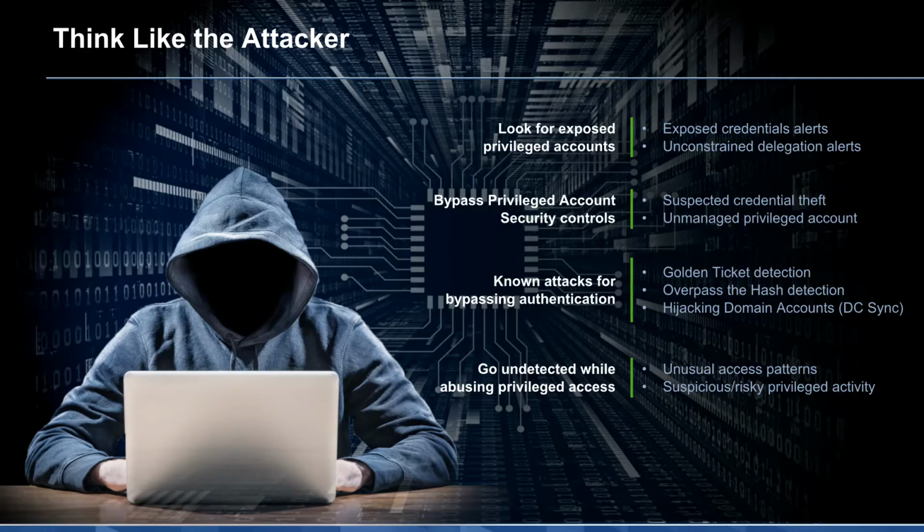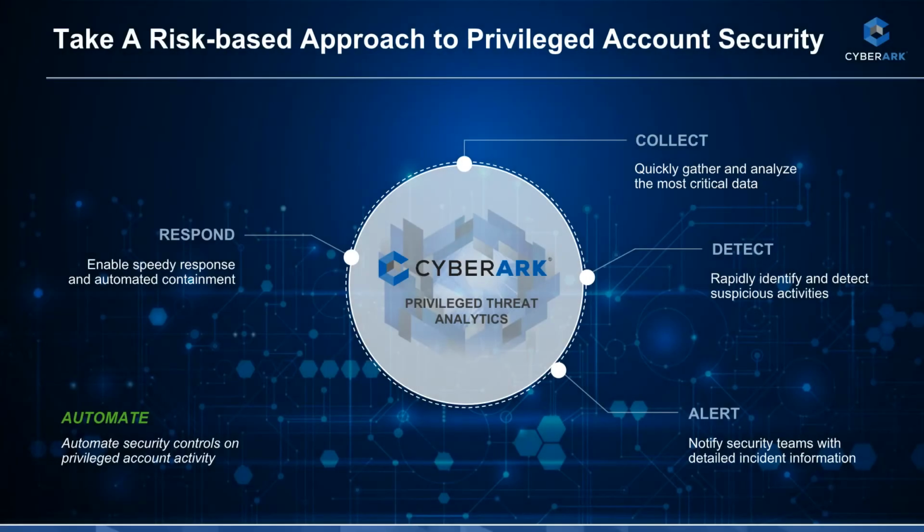Other things that attackers will try to do would be leverage known attacks for bypassing authentication. So things like golden ticket, overpass the hash, and hijacking domain accounts via DC sync. And then the last thing that we want to just cover real quick is attackers will try to leverage unusual access patterns that may not show up. So it's critically important that we understand what normal access patterns look like so that we can make that determination when we see something that is out of place or unusual.